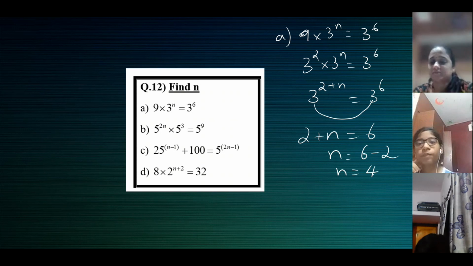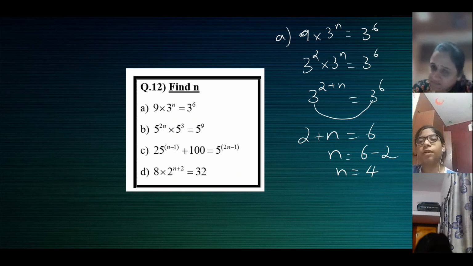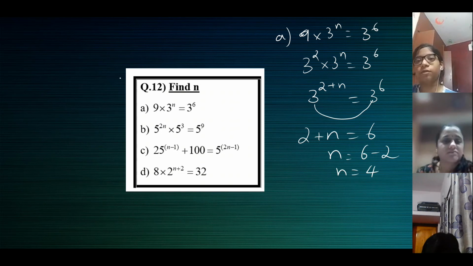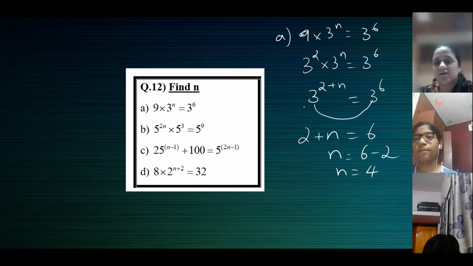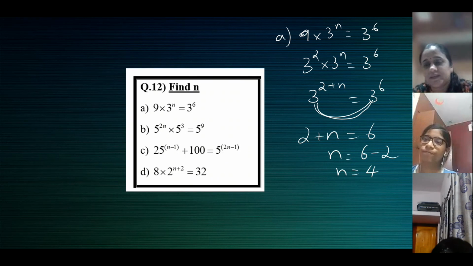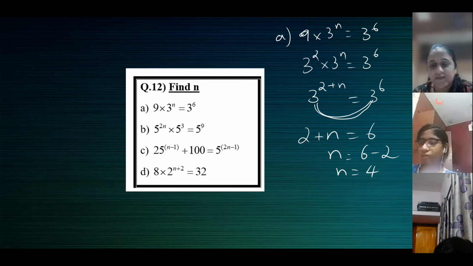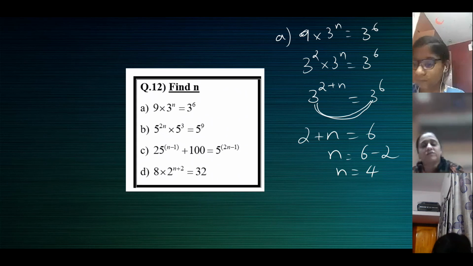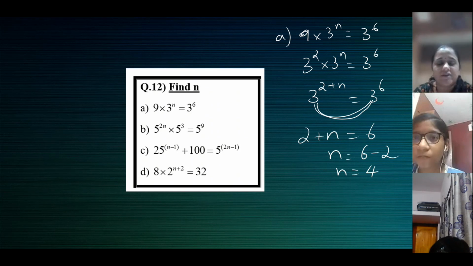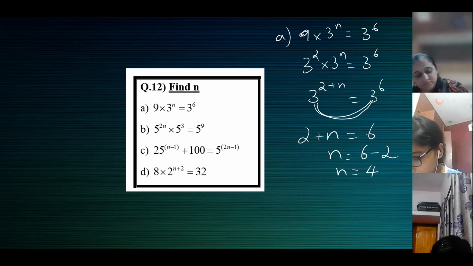Ma'am, by dividing also I got 4, like 6 minus 2. Yes, it's fine. You can do it this way. We have a rule: when bases are the same on both sides, we can equate the powers. Yes, ma'am. Second one. Still trying, all of you? Yes, ma'am, I was doing the first one. Okay. We'll do the second one and wind up the session for today.